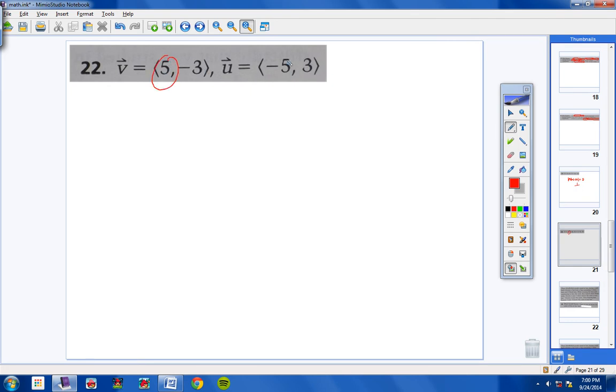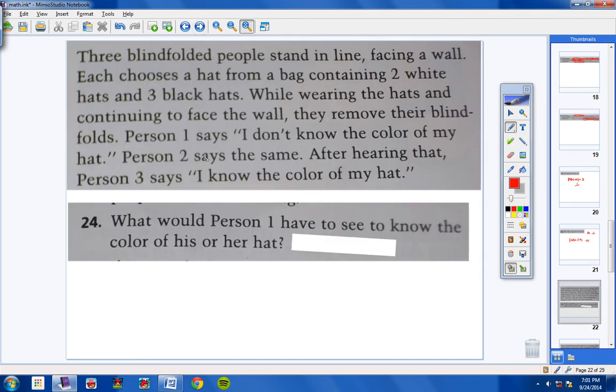First number times first number, 5 times negative 5 is a negative 25. And then second number times second number, negative 3 times 3 is negative 9. Well, obviously, if you add those two together, you will not get 0. You're going to get negative 34. So no, these two vectors are not perpendicular. Okay? Moving on to number 24.